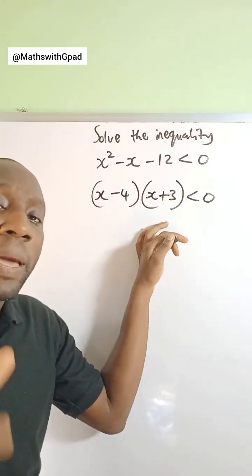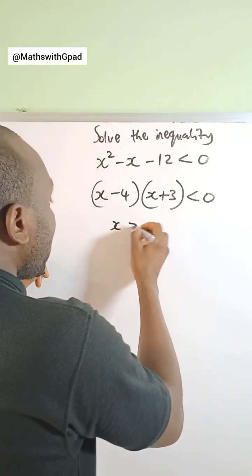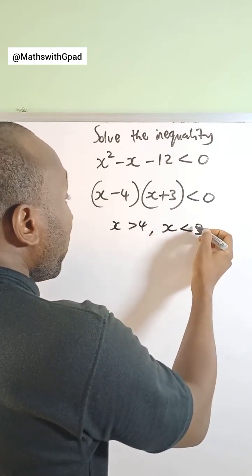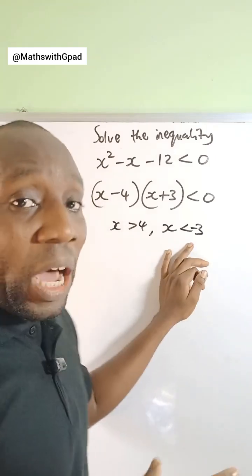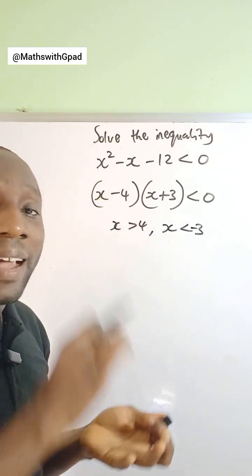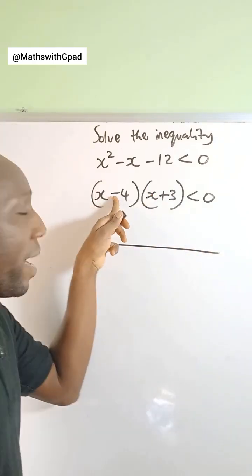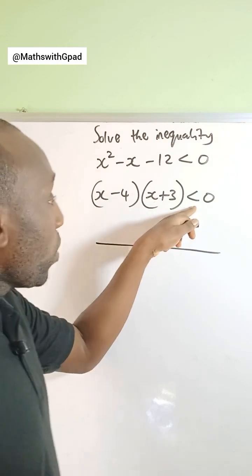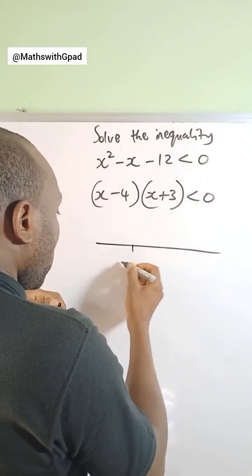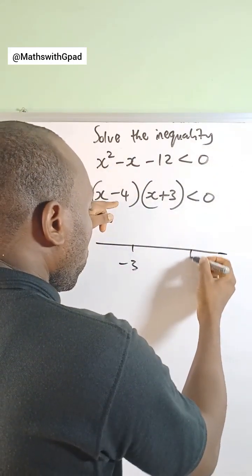Now this is where many students miss it. They don't know whether to say x is greater than 4, x is less than 3, or negative 3. They really do not know how this can be done. But I'm going to use a number line to explain how you can write out the solution. If this were an equation, if you move plus 3 over, you get minus 3, so let's put minus 3 here. And if you move minus 4 over, you get plus 4, so let's put plus 4 here.